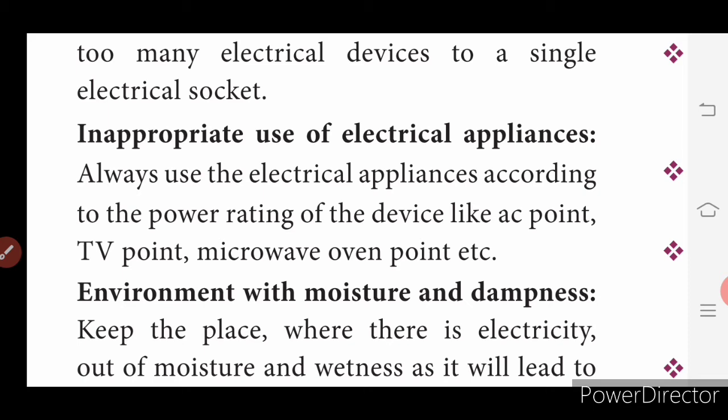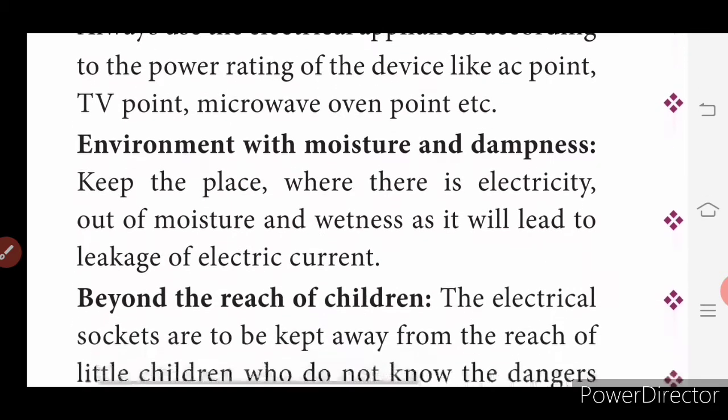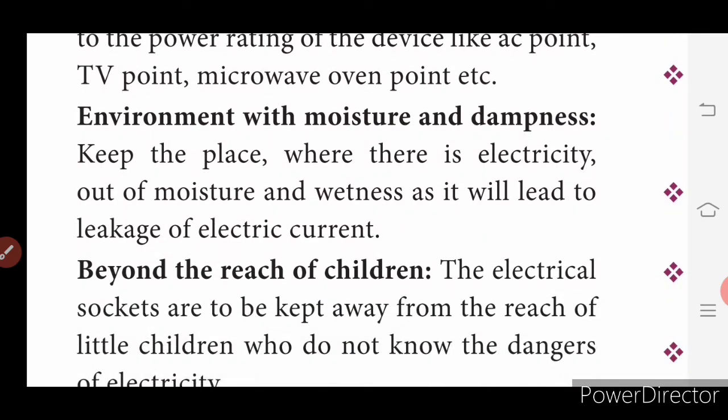Then the fourth one is environment with moisture and dampness. Keep the place where there is electricity free of moisture and wetness, as it will lead to leakage of electric current. So you are not supposed to use electricity when there is heavy rain or when it is moist or wet. Don't use your wet hand even to switch on or switch off. That will also give you an electrical shock. So be careful when you use electrical appliances.